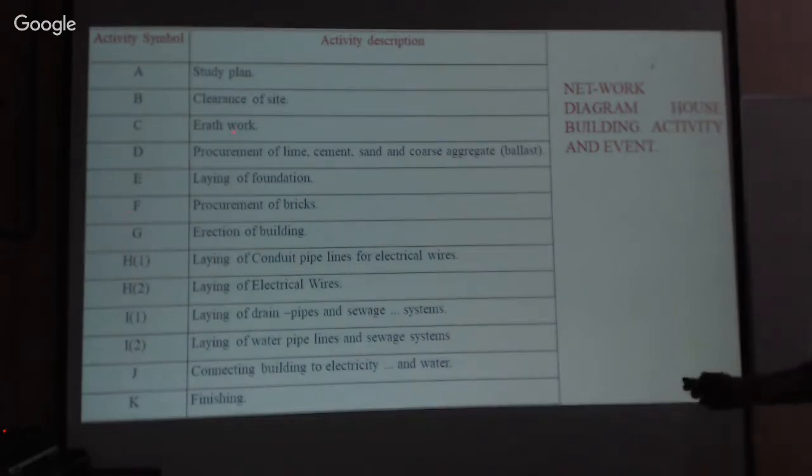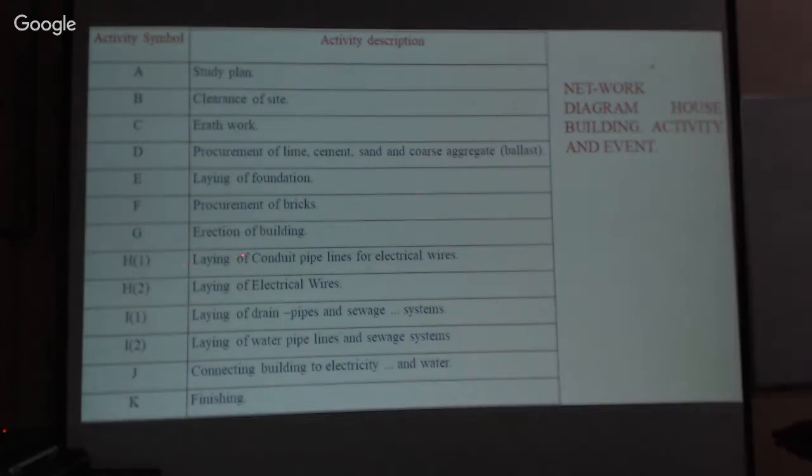Now, these are the elements. Activity A is study the plan. Activity B, clearance of site. Activity C, earthwork. Activity D, procurement of the materials. Activity E, laying of foundation. Activity F, procurement of bricks. And G, erection of building.